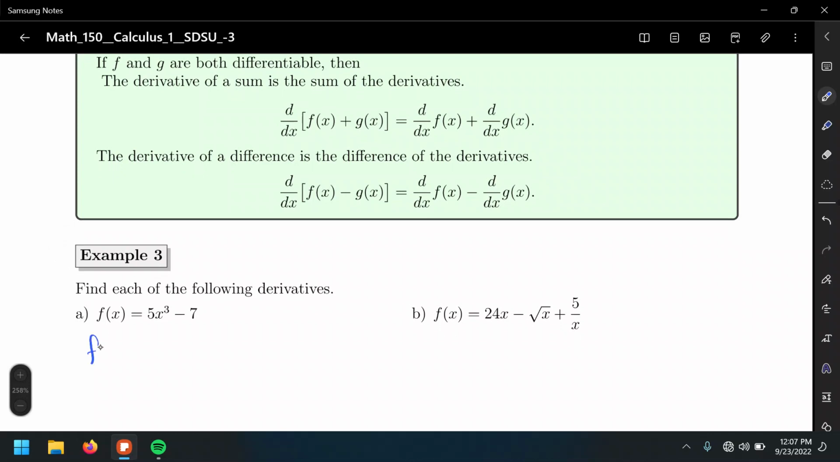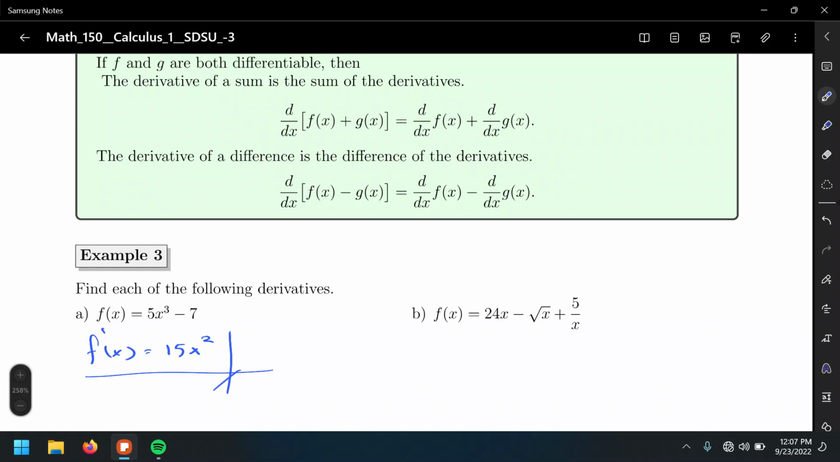Well, f prime of x. Let's find the derivative of 5x cubed. What's the derivative of 5x cubed? 15. 3 times 5, 15x, and subtract 1 from the exponent. That's 2. What's the derivative of negative 7? Just a 0. No need to write that 0, and that's it.